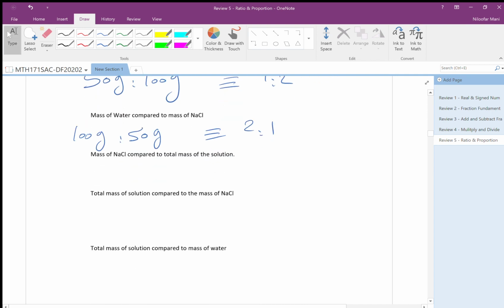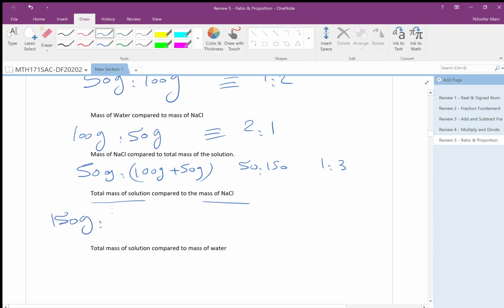NaCl to mass of total solution. Okay, so total solution, this looks like fraction. Okay, so NaCl 50 gram to 100 gram plus 50 gram, which is 50 to 150, which is 1 to 3. Mass of total to mass of NaCl. So it is this to this, which is like 3 to 1.